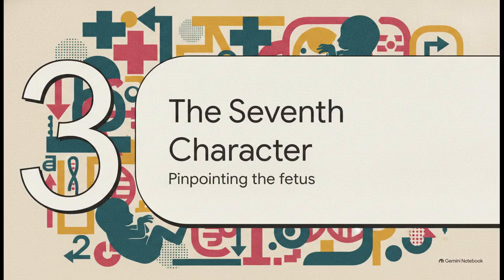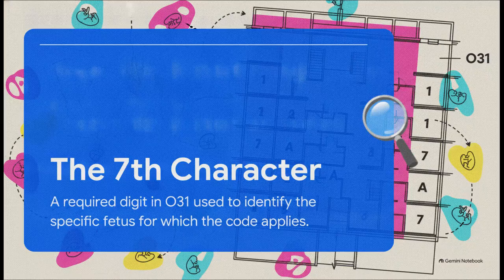Section 3. Mastering the 7th character. Pinpointing the specific fetus. This 7th character is where it gets super granular, and it often trips up even really experienced coders. It's a required final digit in the O31 category, and we use it to identify the specific fetus, like fetus 1 or fetus A. Going back to our blueprint metaphor, if the 6th character was the floor of the building, this 7th character is the specific room number. When multiple fetuses are involved, we have to know exactly which one we're talking about.